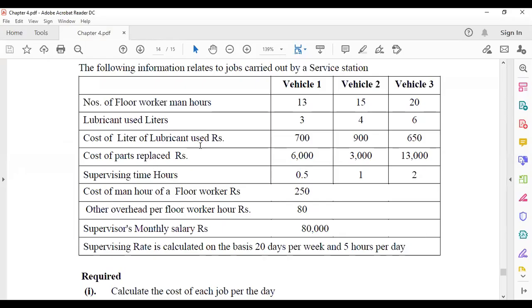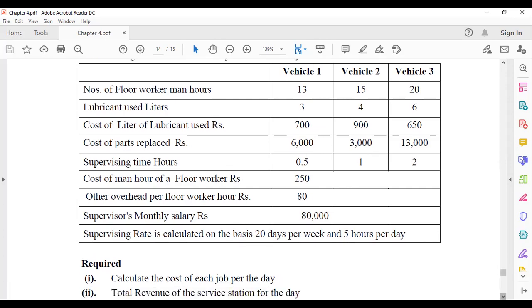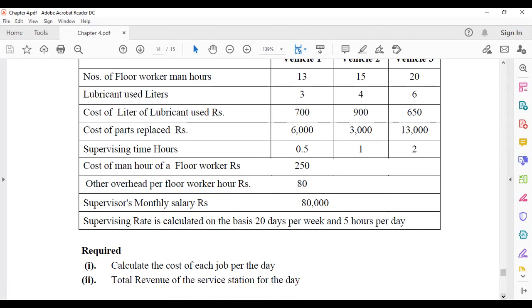Then it gives you the cost per liter of lubricant, 700, 900, and 650, different kinds of lubricants, and the cost of the part replaced is also given. They have replaced some parts. Supervising time is also given. The cost of man hour is given, so there you need to multiply by the number of man hours. The other overhead per floor worker is given. It's 80 per floor worker hour. The supervisor's monthly salary is given, and the supervisor's rate is calculated on the basis of 20 days per week and 5 hours per day. So with the information as such, calculate the cost of each job.